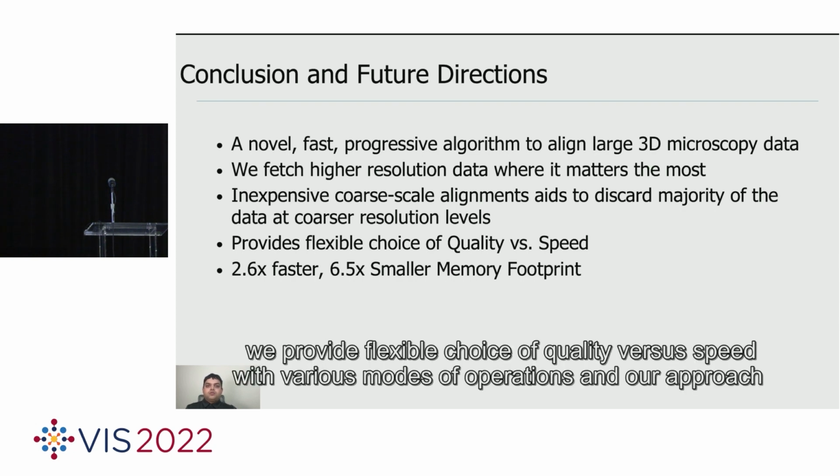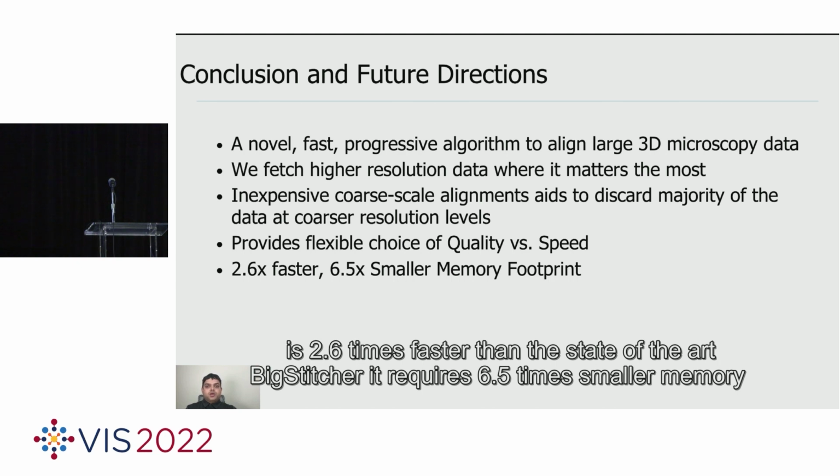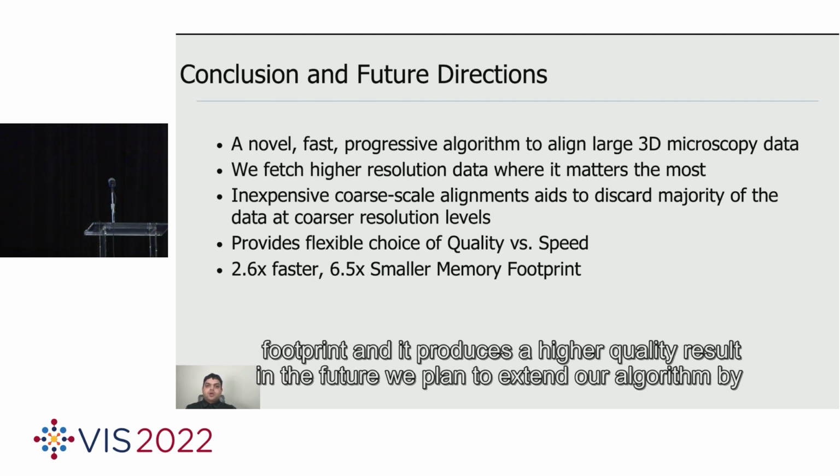We provide flexible choice of quality versus speed with various modes of operations, and our approach is 2.6 times faster than the state-of-the-art BigStitcher. It requires a 6.5 times smaller memory footprint, and it produces a higher quality result.